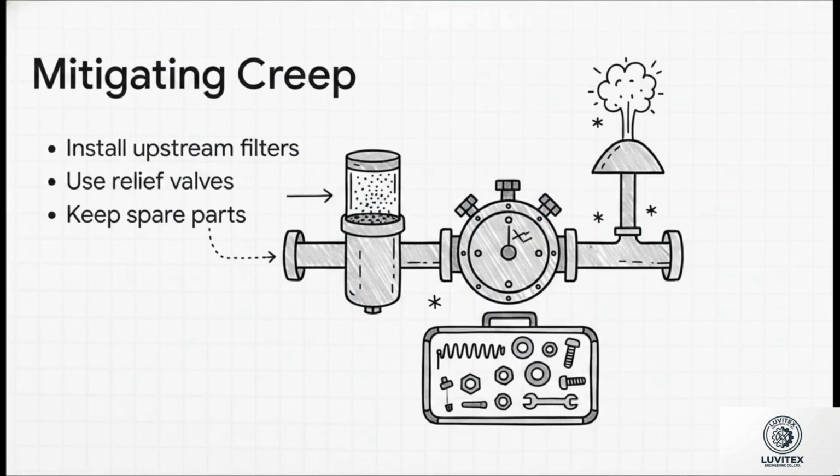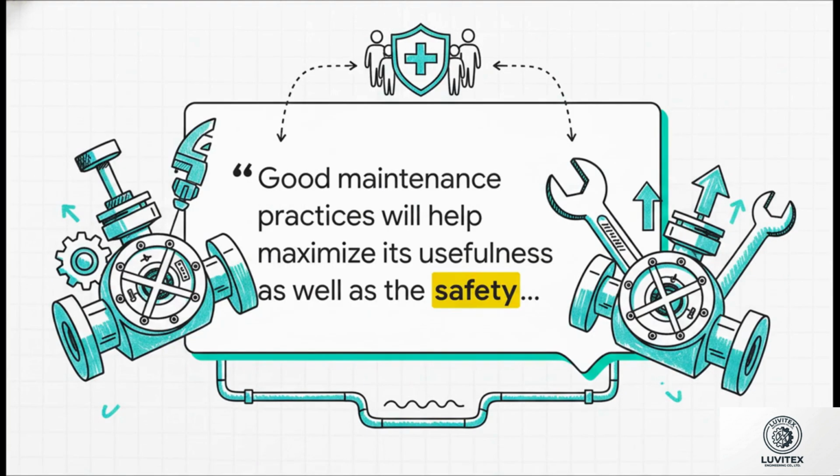You have to strictly implement 3 things. First up, install clean filters directly upstream of the regulator to catch that debris. Second, use properly rated relief valves downstream to safely vent off any of that creeping pressure before it causes any actual damage. And third, always keep spare parts kits readily on hand. That way you can fix the seat and poppet immediately, completely avoiding massive system downtime while you wait around for shipping.